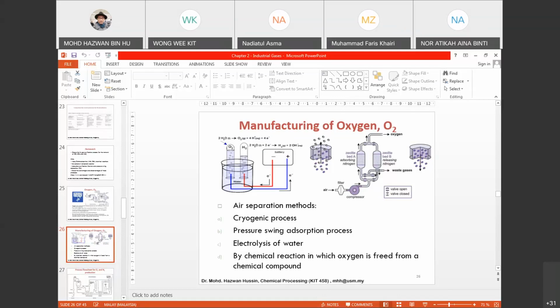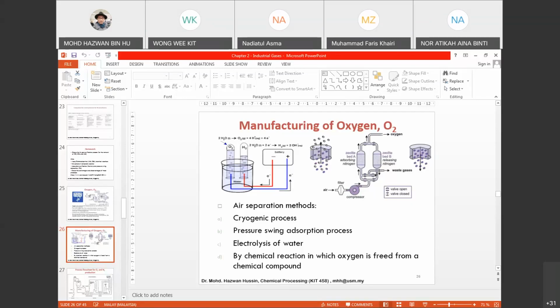A few methods include the cryogenic process. Remember, if there's any word that says cryo, you know that it is always related to a cooling process. Cryogenic, you cool, or you use a cooler. The reason is that in the cryogenic process, you actually compress the gas first. So when you compress and cool it down, the entropy of the gas will be reduced. And what happens is the gas, the atmospheric air which has been compressed, will become liquid.